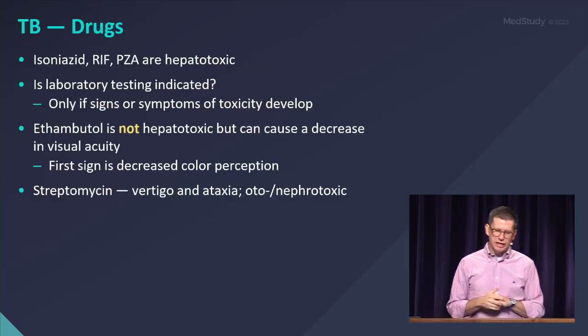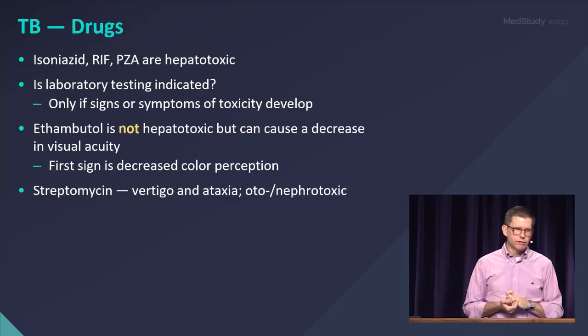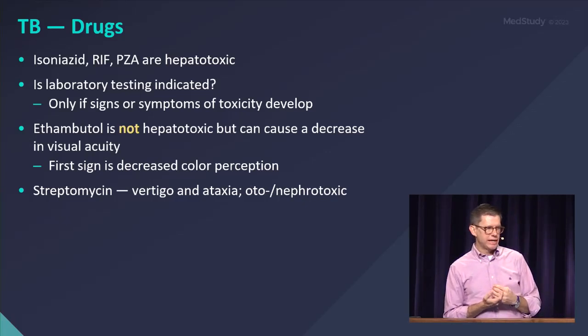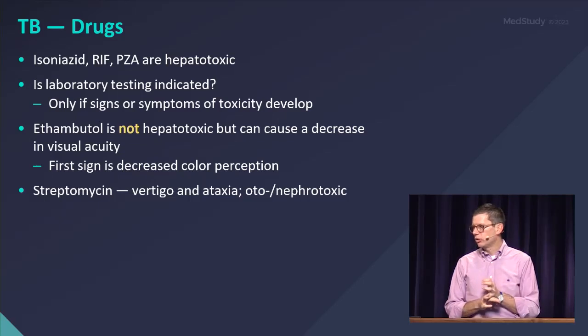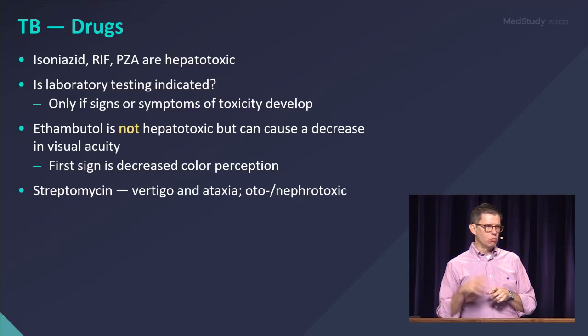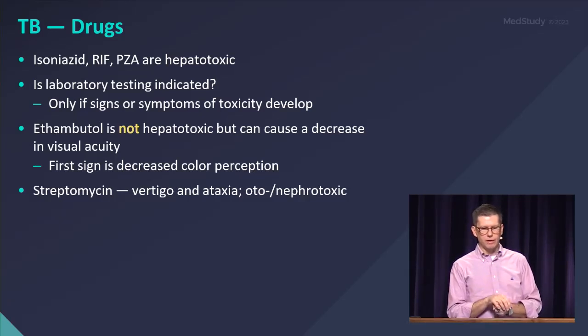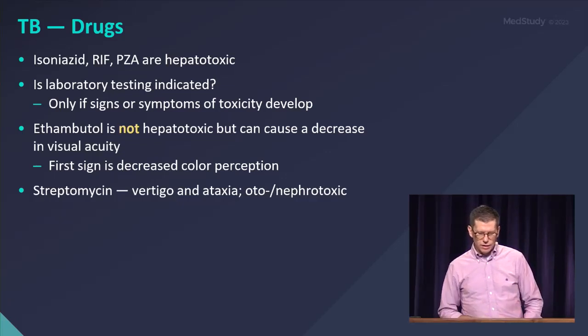So the drugs we use for TB, INH, rifampicin or rifampin, and pyrazinamide, tend to be hepatotoxic. We don't do lab testing if they're just on INH monotherapy for latent TB infections, unless they have symptoms. When they're on multiple hepatotoxic drugs like INH and rifampin and pyrazinamide, we will do monthly labs, in particular LFTs. Ethambutol is not hepatotoxic, but it can cause a decrease in visual acuity. And then streptomycin can be oto- and nephrotoxic because it is an aminoglycoside.